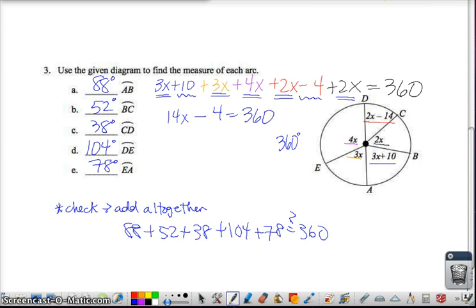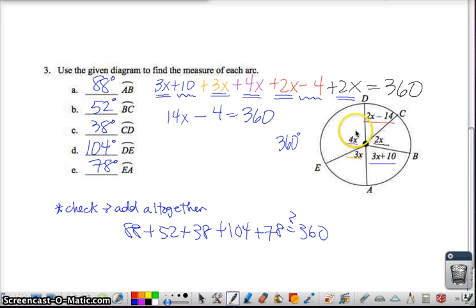Go. Okay, so you might have gotten 88 degrees for arc AB, 52 degrees for arc BC, 38 degrees for arc CD, 104 degrees for arc DE, and 78 degrees for arc EA. If you didn't get that, then let's figure out how you can.